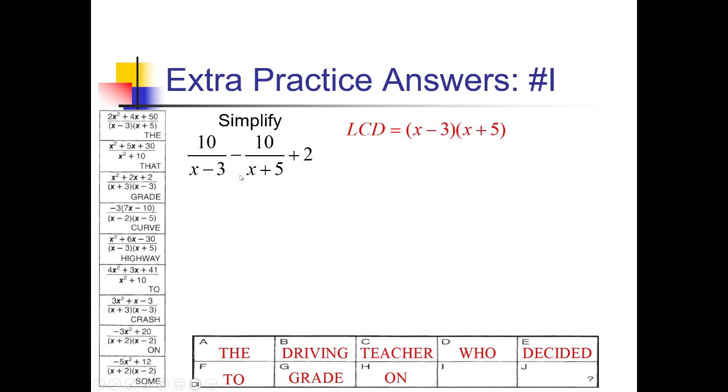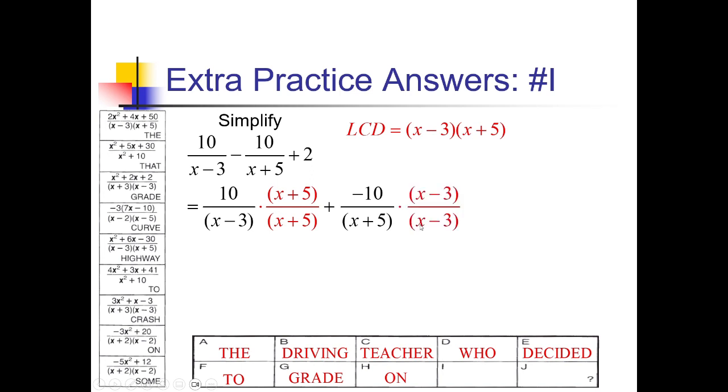First fraction, we're missing the x plus 5 down there. So x plus 5 over itself is our multiplier for that one. For the next one, let me make this a plus minus 10 to start with here, over x plus 5, so I don't have to worry about the negative later on. And then we're missing an x minus 3 down there, so let's multiply by that over itself. And then finally, with this 2, that's missing the whole LCD, so let's multiply that by the whole LCD over itself. All right, let's simplify these now.